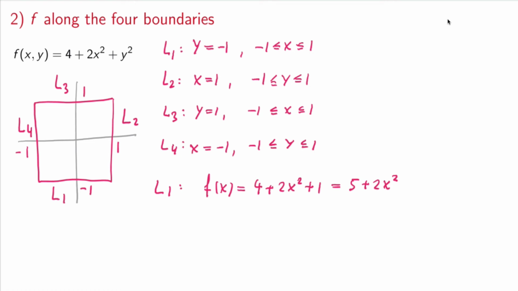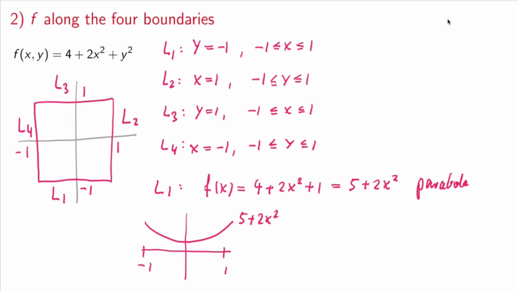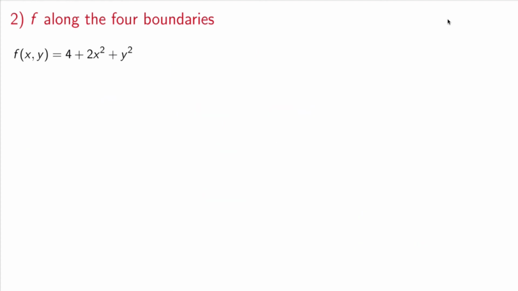So now for this function, we need to find absolute maxima or minima. It is a parabola, which looks like this. So here is -1, here is 1, and this is 5 plus 2x squared. So it clearly has a minimum at 0, f at 0 is 5, and it has a maximum value at the boundary of this interval at the points +1 and -1. I just write this as plus or minus 1 for short. If I sub in 1, then I get 5 plus 2, which is 7.